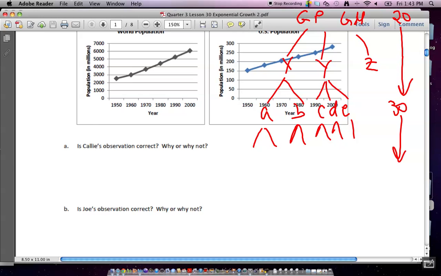Now I've got 1, 2, 3, 4, 5, 6, 7, 8, 9, 10, 11, 12, 13, 14, 15, 16, 17 alive, and maybe these 2 died. So a population of 2 has turned into a population of 17 in just 3 generations. And that to me shows an exponential growth, not a linear growth. It's growing very, very fast.